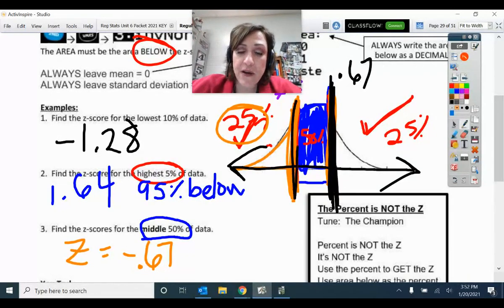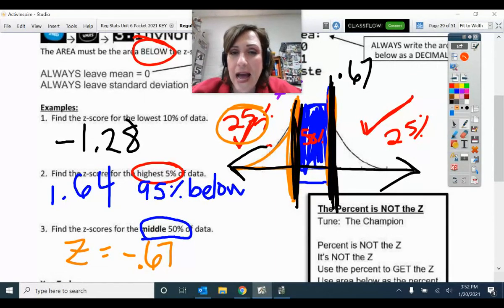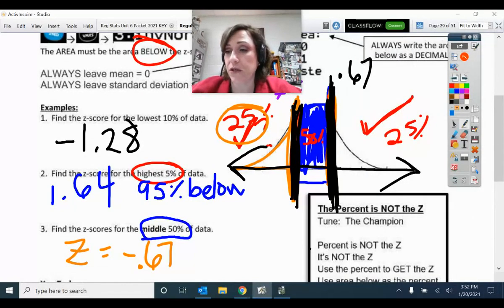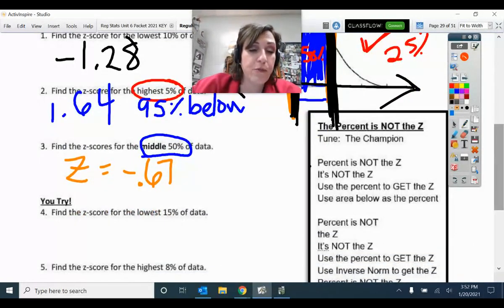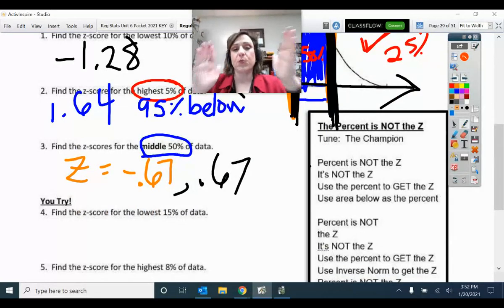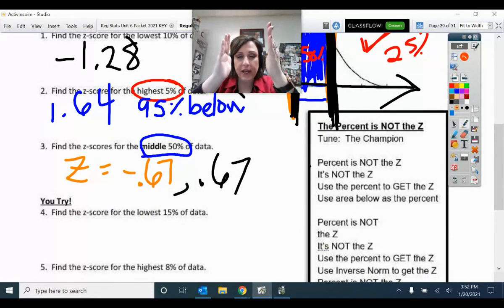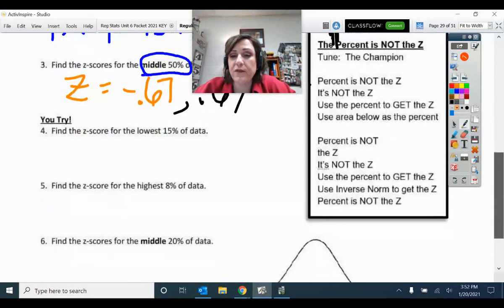However far you are away on the negative side, this one up top, I never recalculate. I always just know it's the same, but on the positive side. So once I do the left of it, I know what the top is. It's the positive version. So my two z-scores for number 3 are negative 0.67 and positive 0.67, because when you have a middle percent, you have bounds on both sides because you have area between. Remember, when you have between, you have two.